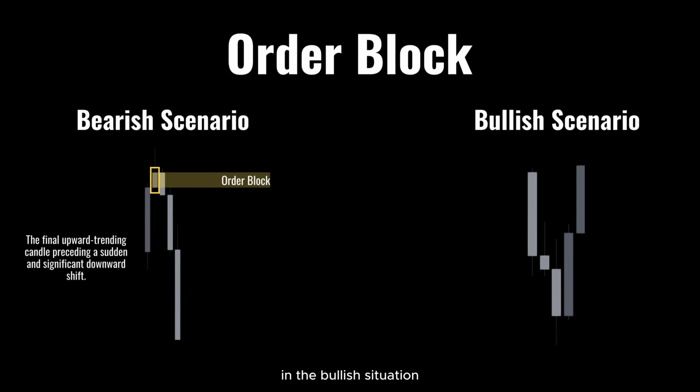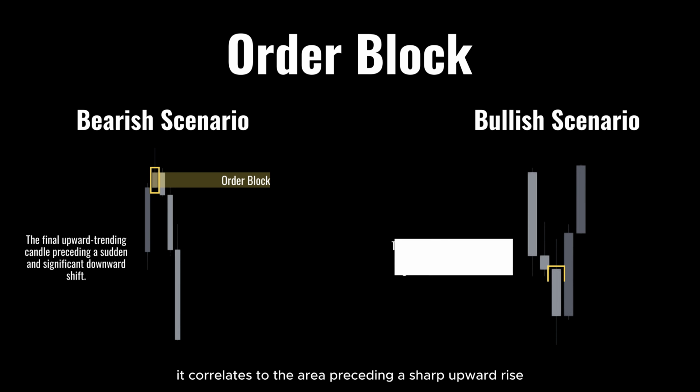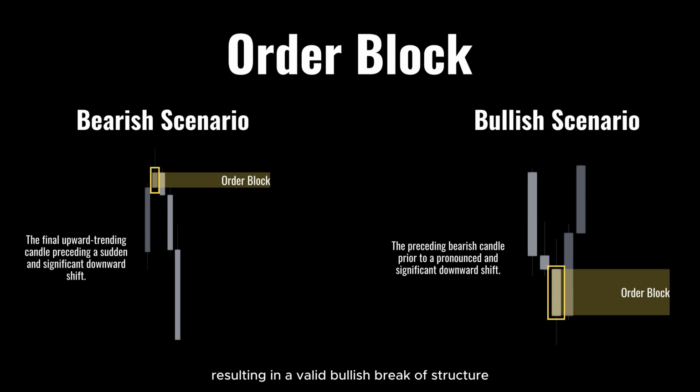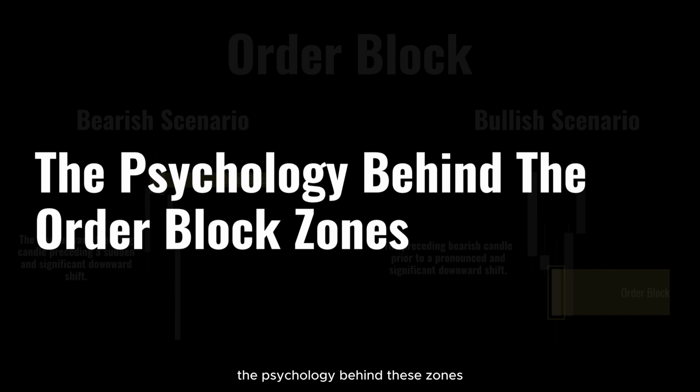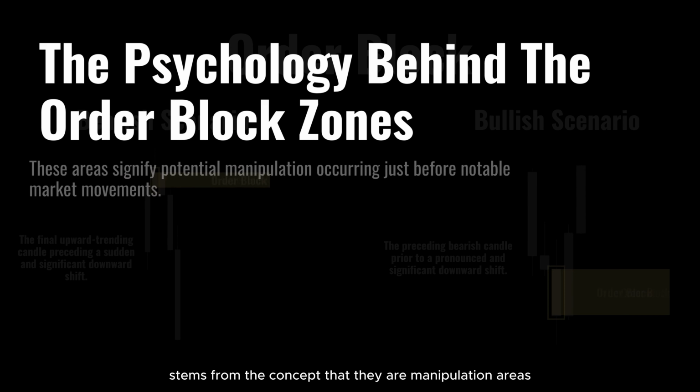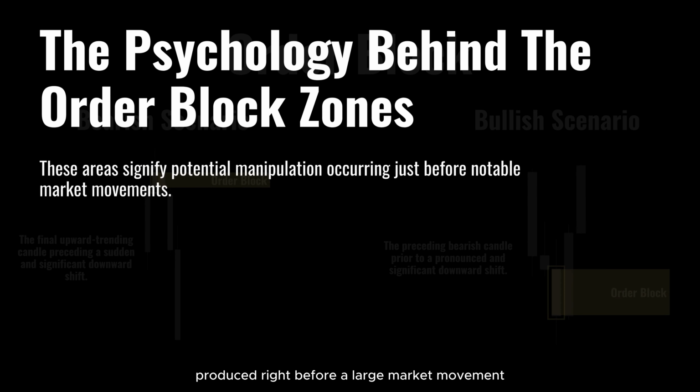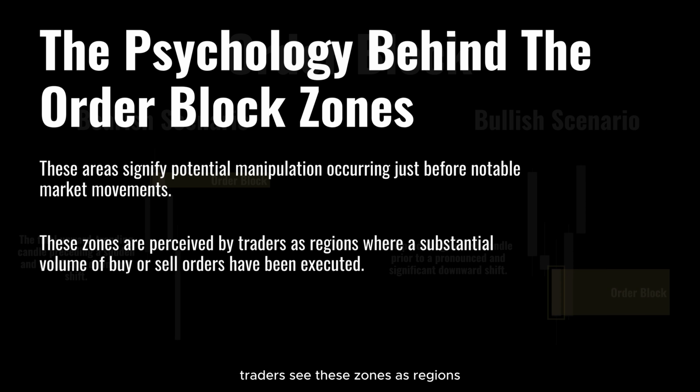In the bullish situation, it correlates to the area preceding a sharp upward rise, resulting in a valid bullish break of structure. The psychology behind these zones as probable reversal places stems from the concept that they are manipulation areas produced right before a large market movement. Traders see these zones as regions where a high volume of purchase or sell orders have been executed.